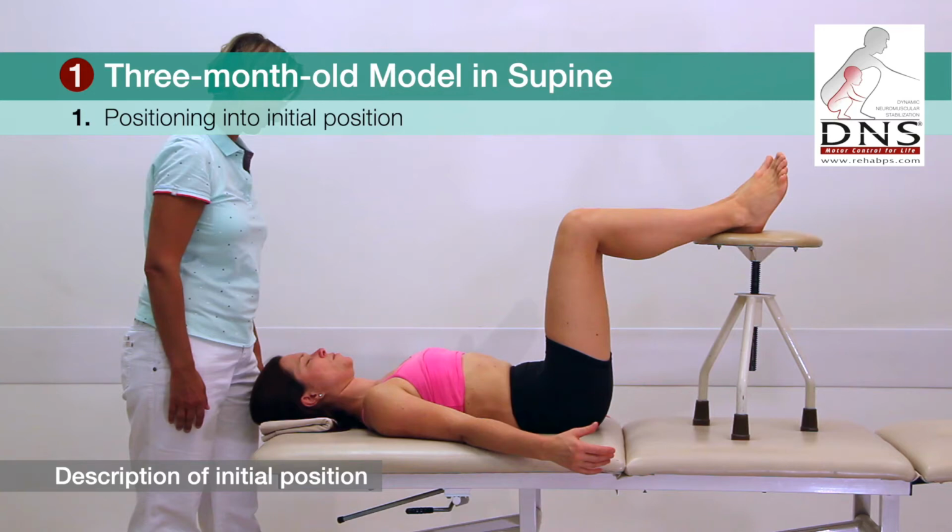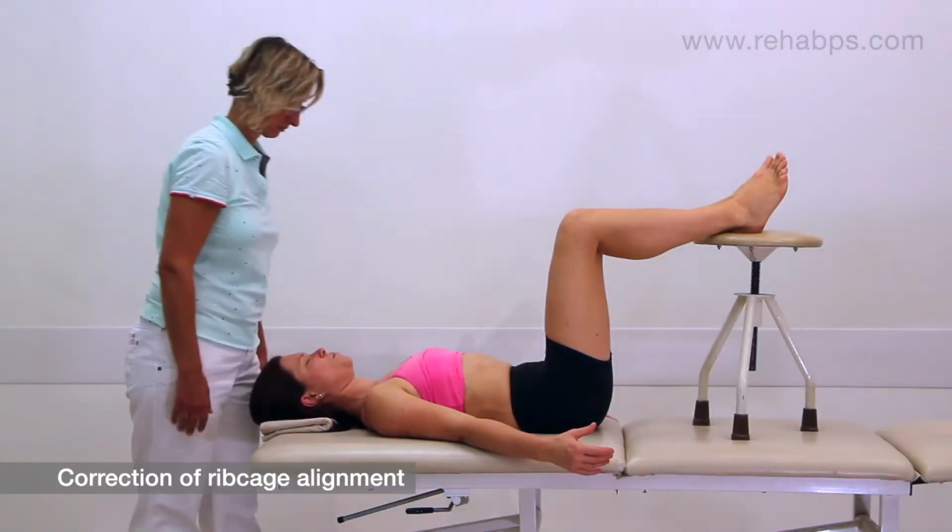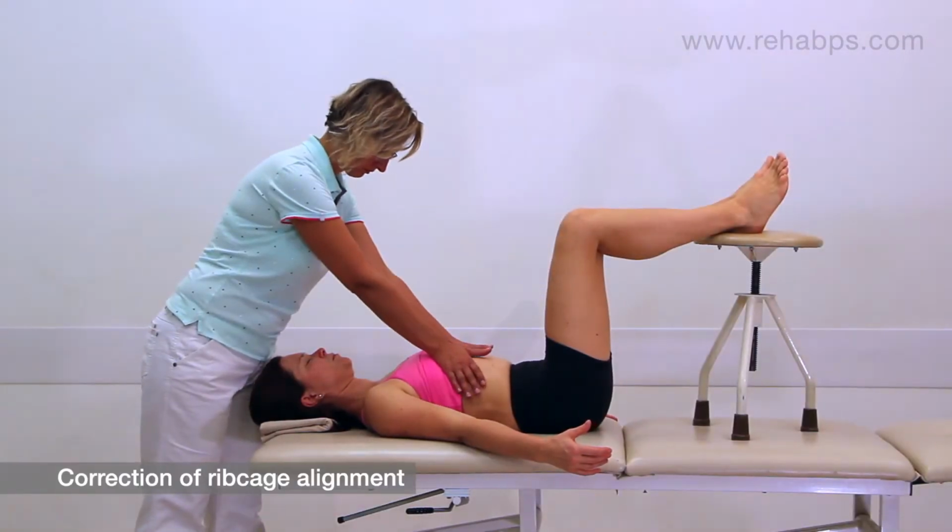The patient is in supine with the arms positioned alongside the body. The hips and knees are bent approximately to 90 degrees, and the feet are resting on a chair. The pelvis should be in a neutral position. The therapist stands behind the patient.